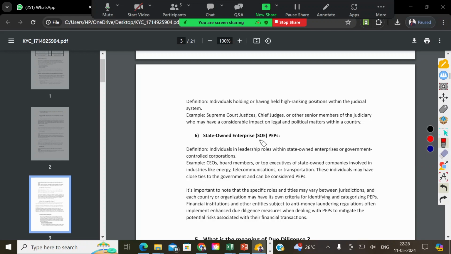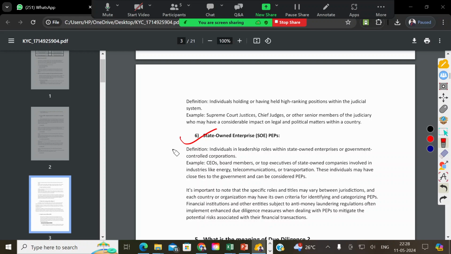Then another one is state-owned enterprises. So the definition of state-owned enterprises PEPs is an individual in a leadership role with state-owned enterprises or government-controlled corporations like BPCL CEO, HPCL CEO, or State Bank CEO, or HDFC Bank CEO. So that comes under your state-owned enterprises or government enterprises corporations, right?